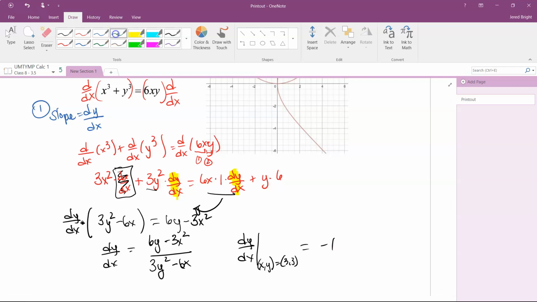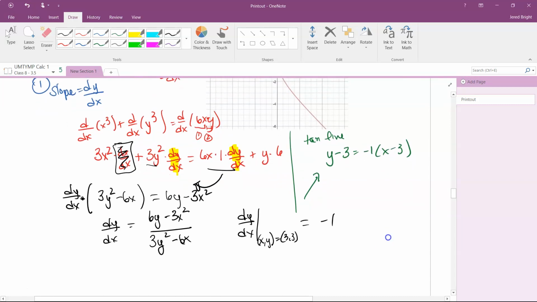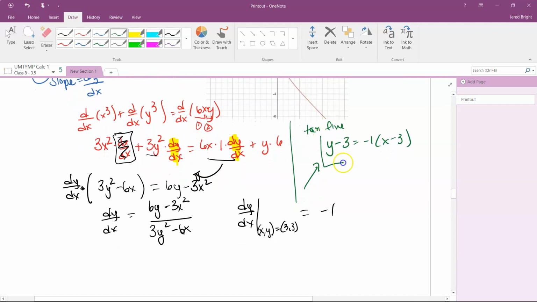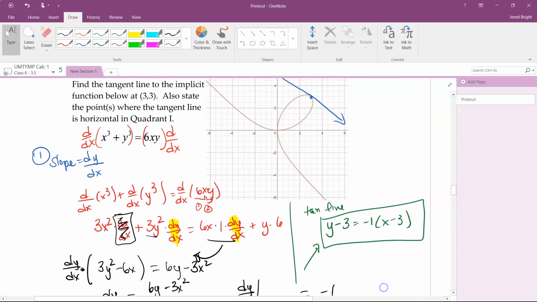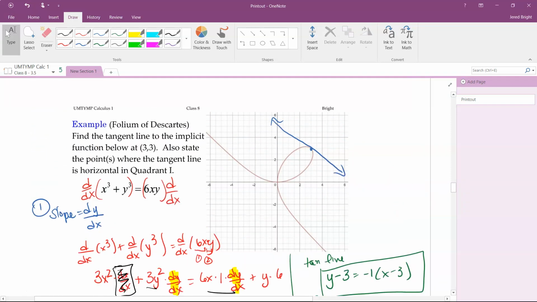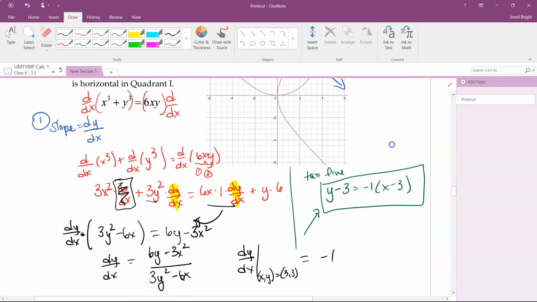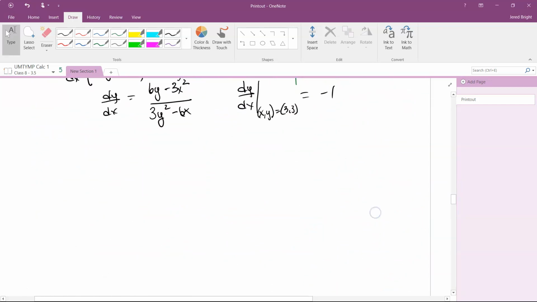All of this is to say that our tangent line is, in point-slope form, y minus 3 is equal to negative 1 times (x minus 3), because I have the point (3, 3) and the slope of minus 1. So the first objective has been done. I found the tangent line at the point, and it seems to match somewhat with the graph, at least based on my initial sketch. Alright, second part.